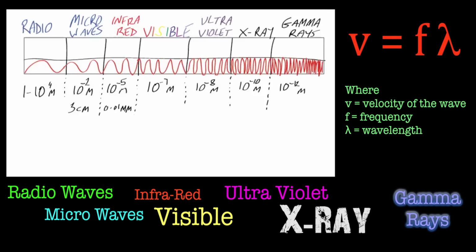For example, radio waves don't have a lot of energy associated with them, but gamma rays, because of their short wavelength and high frequency, will have a lot of energy associated with them.